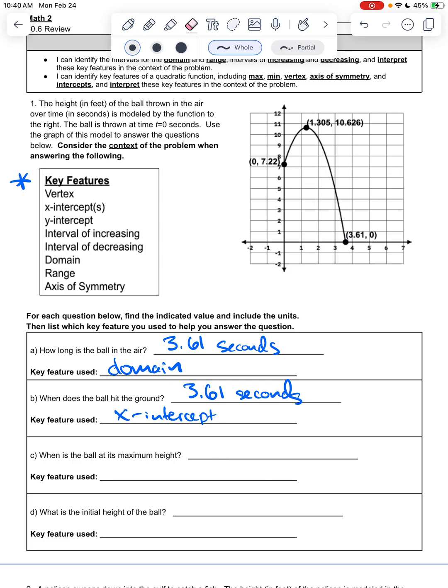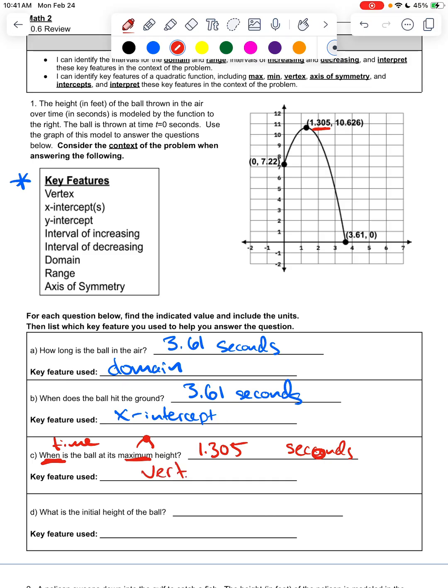All right, next one says when. If I see when, I know that that's time. So I know my answer is going to be in seconds. Apologize for my handwriting there. When is it at its maximum height? Maximum is the highest point. So when is that? I look here on the graph. That's 1.305 seconds. And that is our maximum, which is from the vertex of the graph. So vertex is our best answer there.